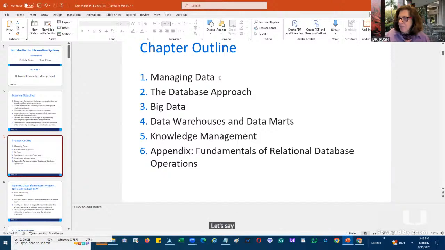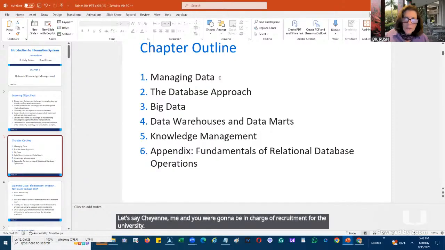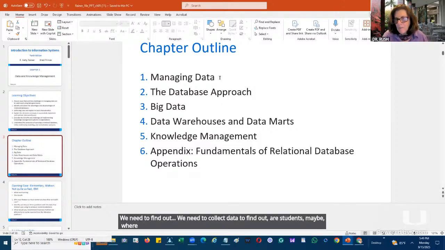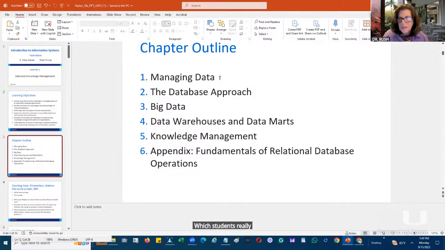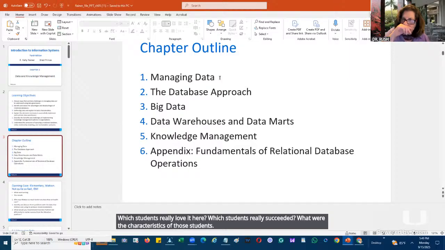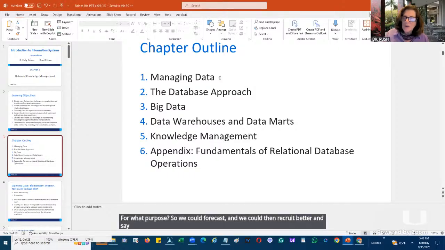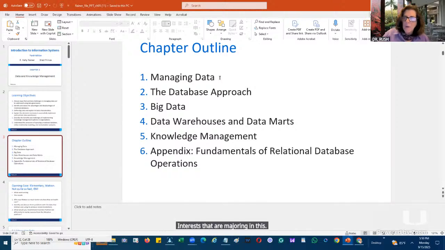Let's say, Cheyenne, you and I were going to be in charge of recruitment for the university. We need to collect data to find out about our students: where did they come from? Which students really love it here? Which students really succeeded? What were the characteristics of those students? For what purpose? So we could forecast and recruit better and say, these students from this part of the country with this type of interests, majoring in this, really will succeed, love it, and remain here.